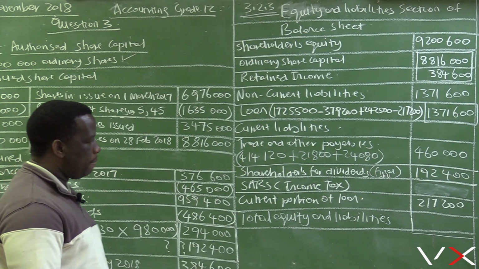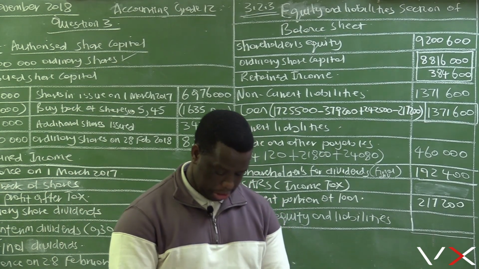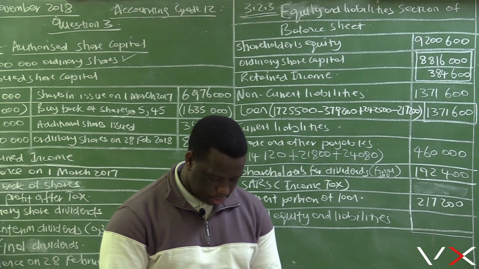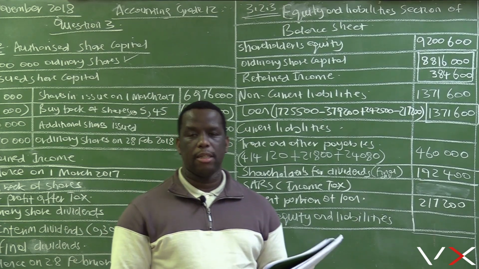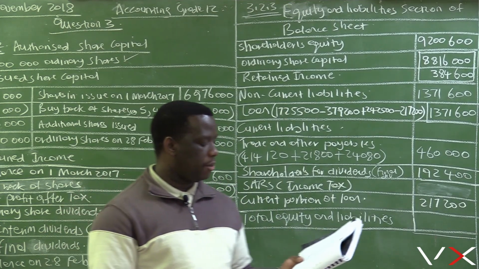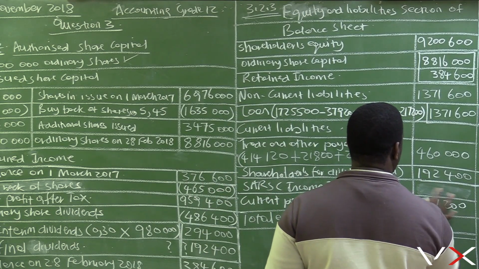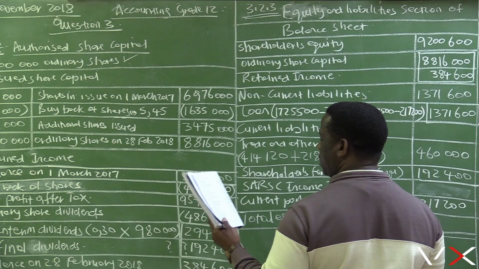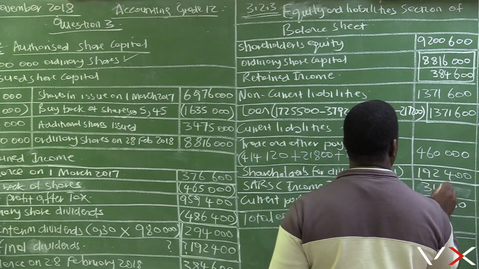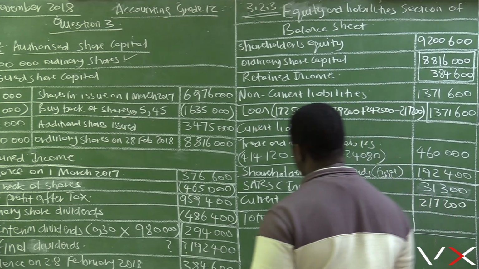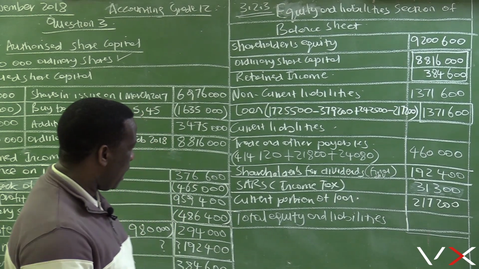And then SARS income tax. According to information F, we are told that 31,300 is still due to SARS. So we are owing SARS 31,300 after the provisional tax payments that we made, but still we are owing SARS 31,300. So SARS, in brackets income tax, is 31,300. So we are done with the current liabilities.